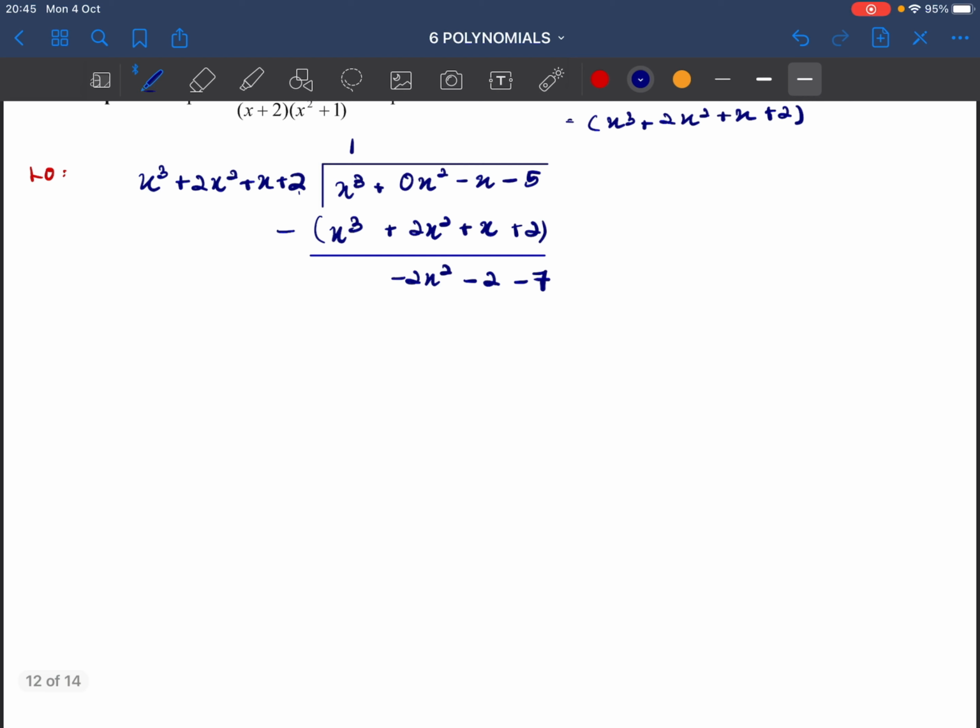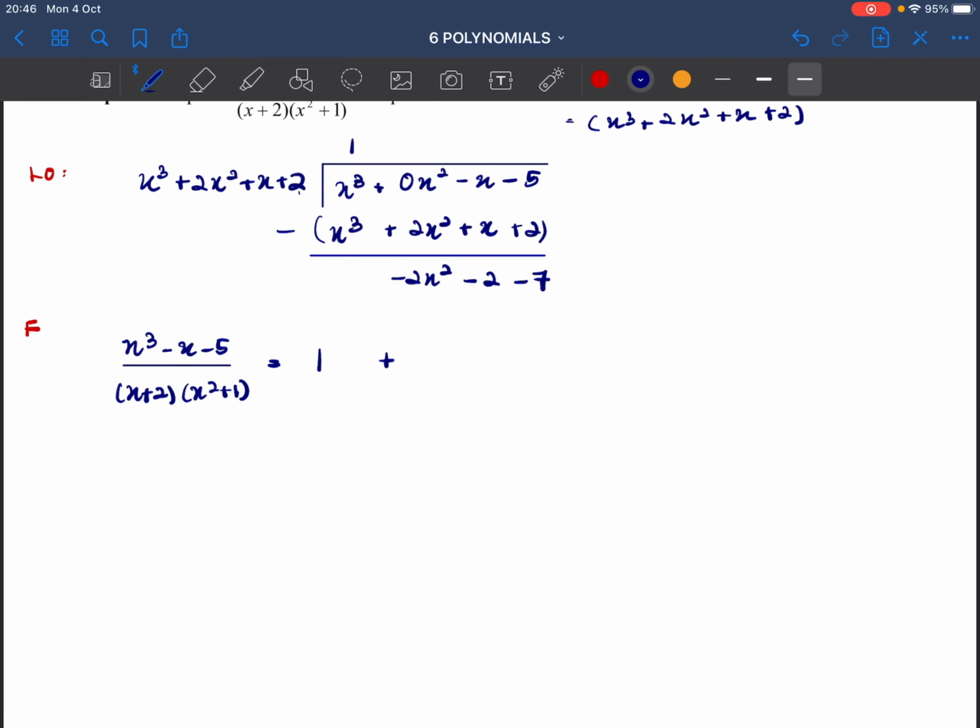Okay, so now we have our remainder, and let's express it. Let's express our long division to the formula. So we have the question first. We have x cubed minus x minus 5 over the divisor x plus 2, x square plus 1 equals to, okay, quotient is 1 plus, here is all negative, negative, negative, negative.